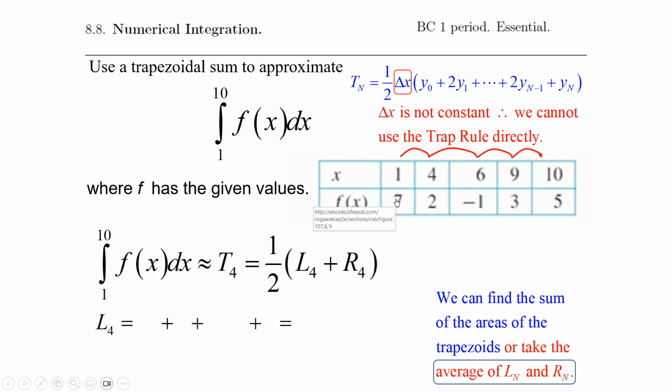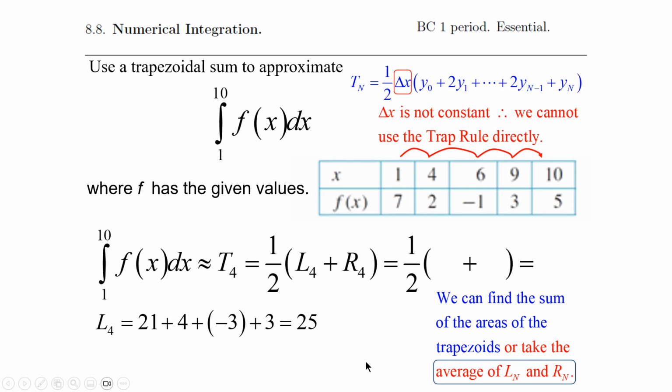Well, here's what I'm doing. My output is 7, and my delta x here is 3. So picture the rectangle, height of 7, base of 3, 21. Then I go height of 2, base of 2, 4. Then I'm going to go height of -1, base of 3, -3. And then I'm going to go height of 3, base of 1, +3. And that looks like a 25 to me. So I'm going to say this equals 1/2 of 25.